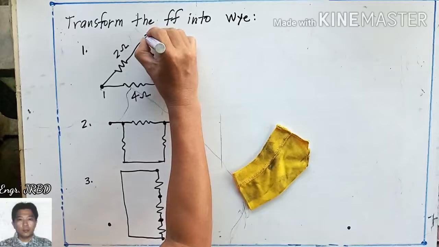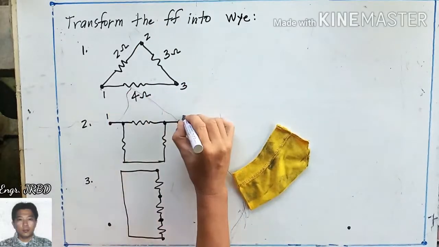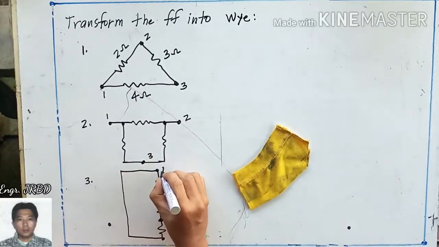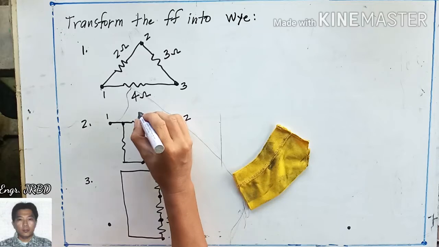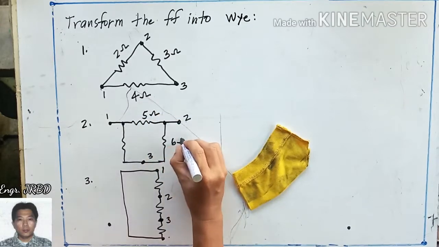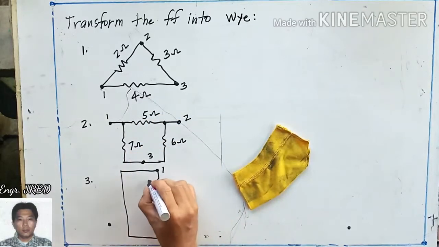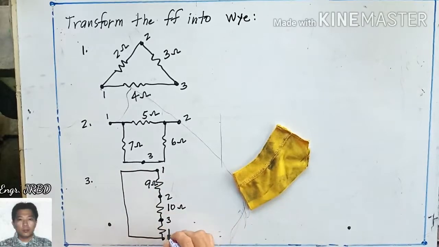This is terminal 1, terminal 2, terminal 3. 1, 2, 3, 1, 2, and 3. And 3. This is 5, 6, 7. This is 9, 10, and 11. We will be transforming this into an equivalent Y.